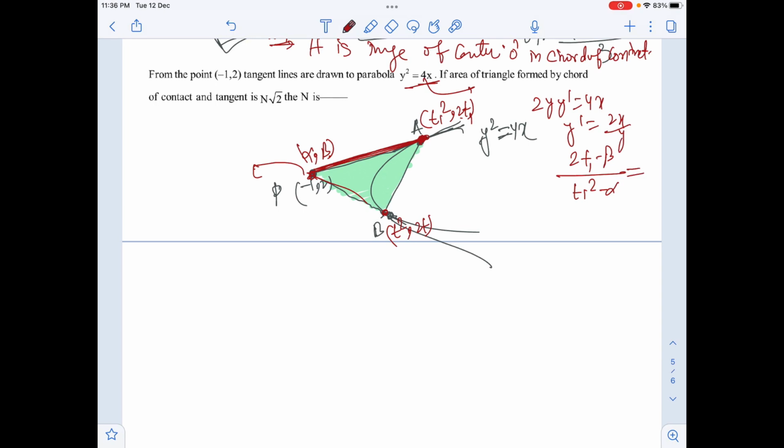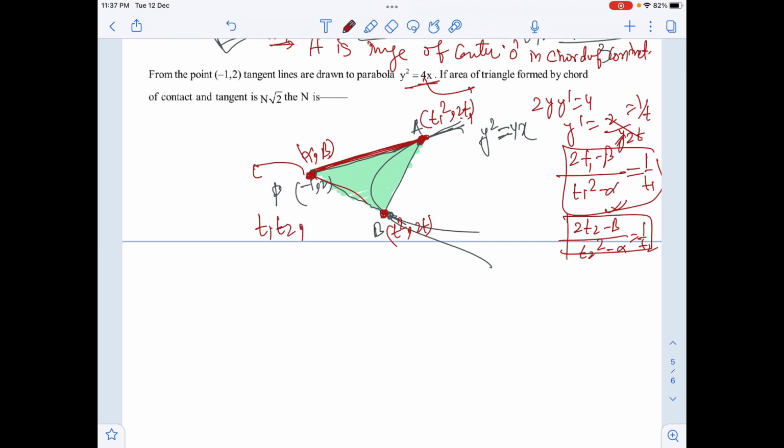So 2y y dash is 4, so y dash is 2 by y, and y is here 2t, right? So it's actually not 4x, it's 4, I'm sorry. So 2 by 2t, so the slope of the tangent will be 1 by t. तो यहाँ से it will be 1 by t1. So you will get one equation between alpha, beta and t1. Similarly, you can repeat the same thing. You'll get a similar equation, 2t2 minus beta by t2 square minus alpha equals 1 by t2. अब इन दोनों को सॉल्व करोगे तो you'll get the point in terms of t1, t2, and that will be an interesting point. It will be t1 t2 comma t1 plus t2.